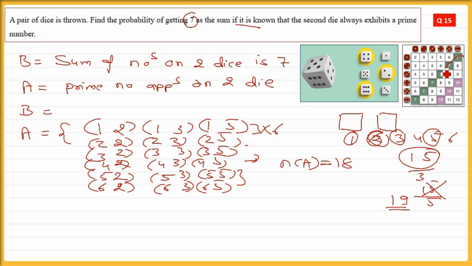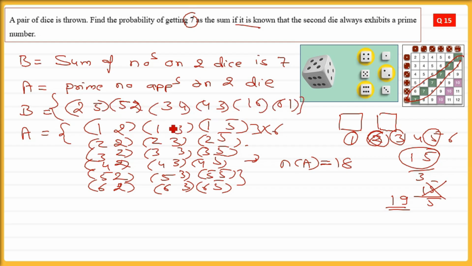Now the sum of numbers on 2 dice is 7. 7 means 1, 6, 6, 1 and 5, 2, 2, 5 and 4, 3, 3, 4. So all these combinations mean the first and second die numbers being added should come up as 7. So 2, 5, 5, 2, 3, 4, 4, 3 and 1, 6, 6, 1. So these all have come here. You don't need to find N(B) because it is not required as per the question. The formula for P(B given A) says that it has to be N(A intersection B) divided by N(A).